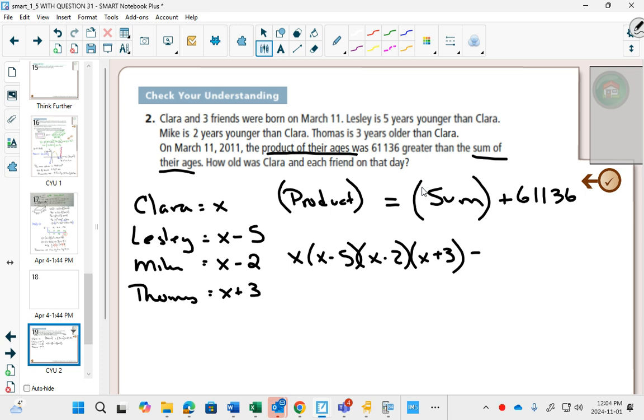Equal to, what's the sum? Well, if I add these together, you see that I have 4 x's. If I add my numbers together, I'm going to have minus 7, minus 4. And I still have to make them equal, so I have to add this 61,136.